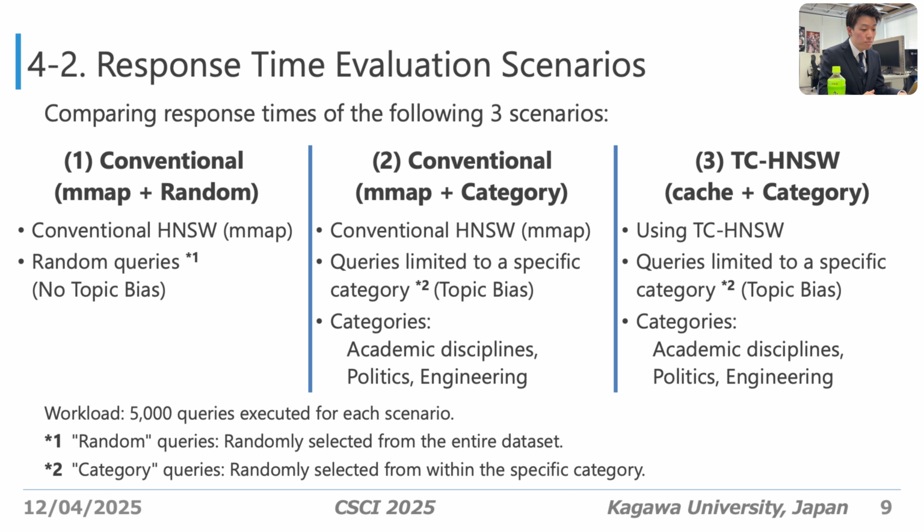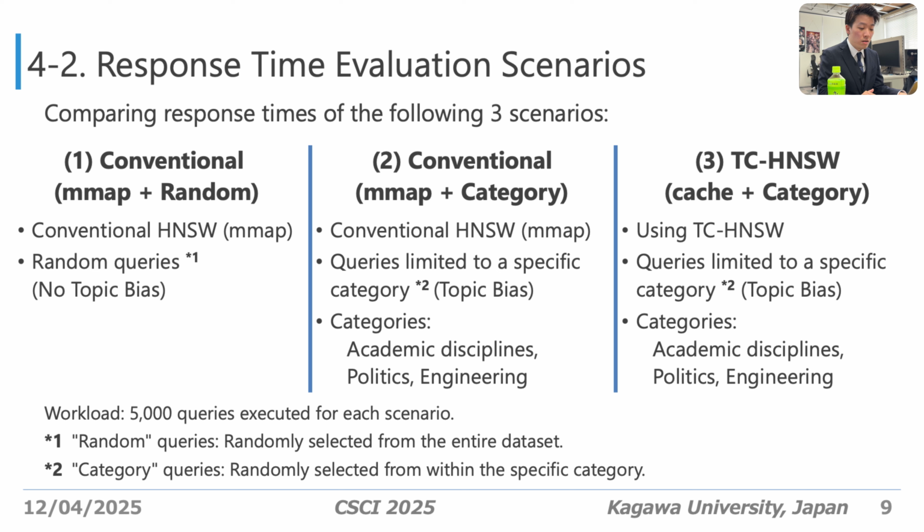Scenario 1 is conventional. This uses mmap with random queries. As defined in the footnote, random means queries are randomly selected from the entire dataset. There is no topic bias. Scenario 2 is also conventional, but here we use category queries. This means queries are limited to a specific category. In this experiment, we use 3 categories: academic disciplines, politics, and engineering.